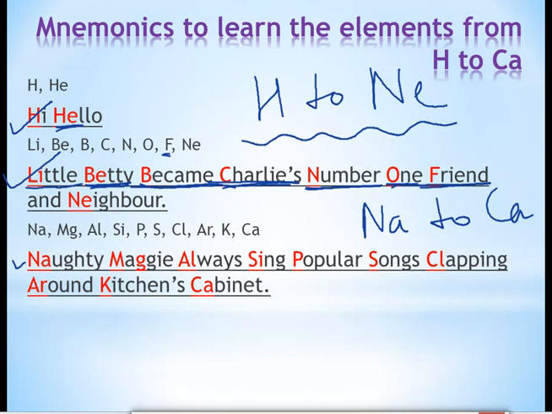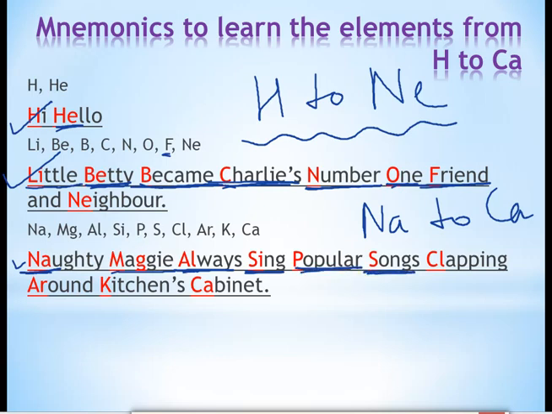So from naughty we will take the word Na for sodium. From Maggie we will take Mg for magnesium, from always we will take Al for aluminium, from sing we will take Si for silicon. From popular we will take P for phosphorus.